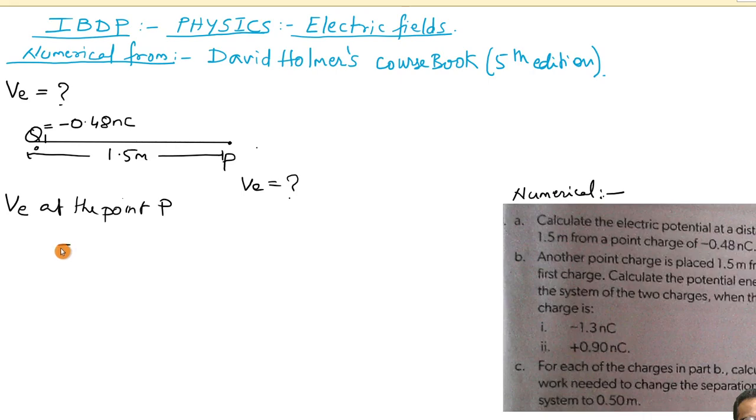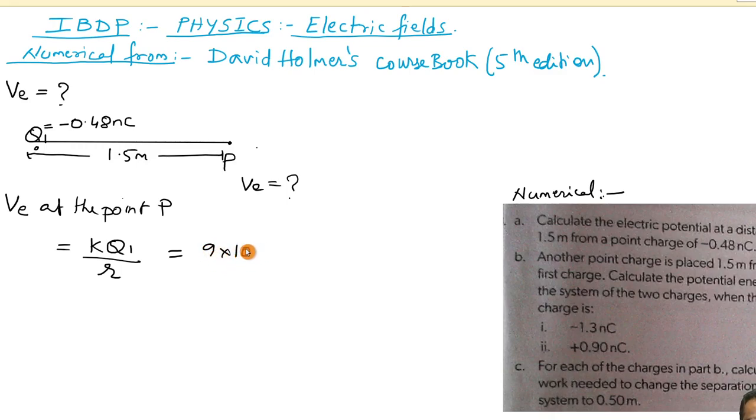So the formula for VE, that is electric potential at the point P, can be given by this formula: K times the source charge Q1 divided by the distance of that point P from the source charge, and that we can take as R. So this will give you the electric potential at this point P. K, you will have to take the value as 9 into 10 raised to 9.